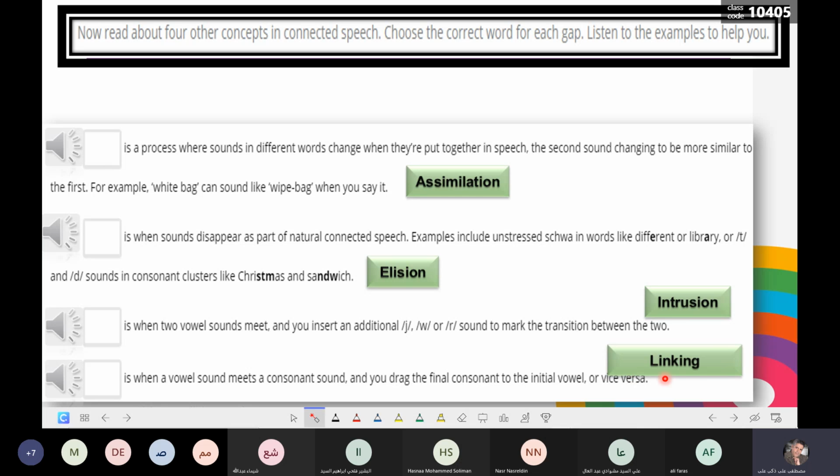And finally, we have linking. What is linking? This is the last terminology we have. It is when a vowel sound meets a consonant sound, and you drag the final consonant to the initial vowel, or vice versa. When we have two words, the first word ends with a consonant and the second one starts with a vowel, we usually take the last consonant of the first word with the first vowel of the second word, and they are pronounced together. Listen to this example.